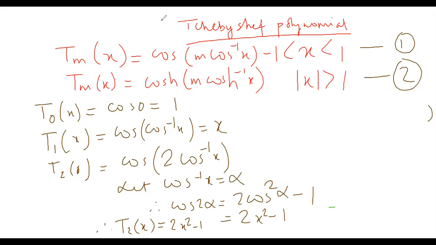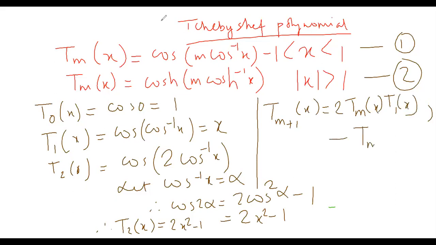Now, if you put m equal to 3, you will get a third order polynomial. And in general, you can verify that T of (m plus 1)(x) is equal to 2 x Tm(x) minus T of (m minus 1)(x). This is a general expression, but I have shown you from this how you are getting a polynomial. Okay.